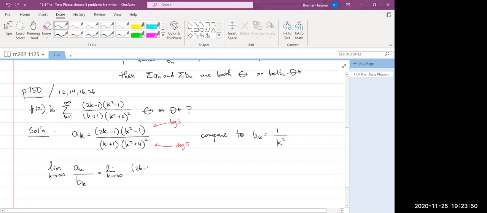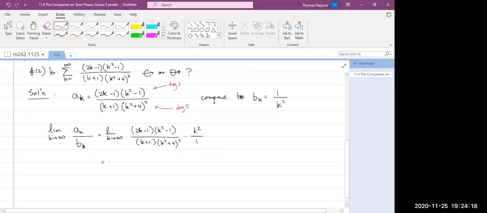So that's (2k minus 1)(k squared minus 1) over (k plus 1)(k squared plus 4) squared, multiplied by, since we're supposed to divide by 1 over k squared, that's the same as multiplying by k squared over 1. You can FOIL that if you want, but I think what I will do is divide the top and the bottom by k to the fifth. Maybe I'll write this down first.